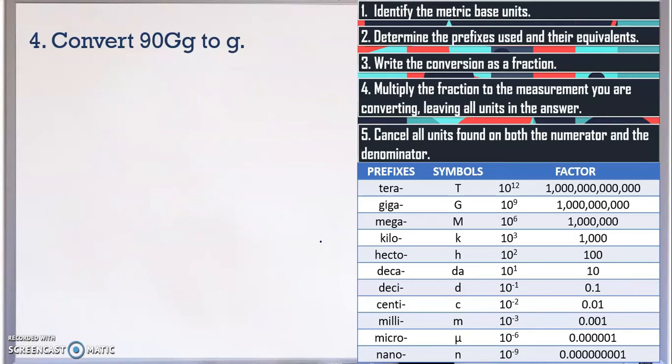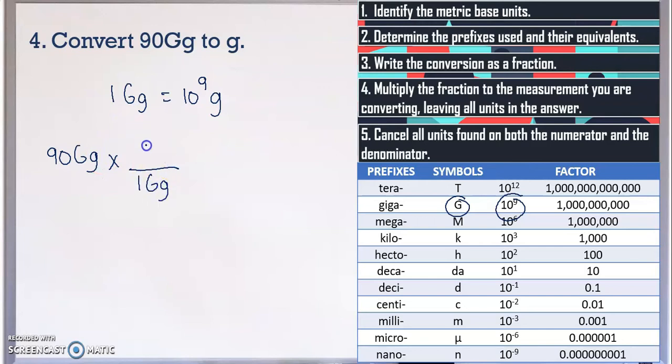Problem number 4. Convert 90 gigagrams to gram. Gram is the standard or the base unit of mass. In this problem, the prefix used is giga. One gigagram is equal to 10 raised to 9 grams. The given measurement is 90 gigagrams. This gives us a fraction of 10 raised to 9 grams over 1 gigagram.